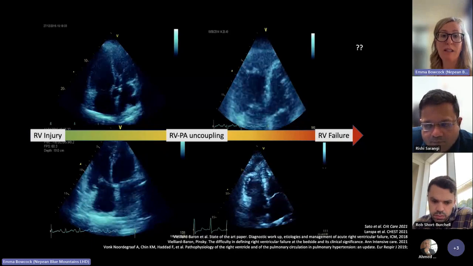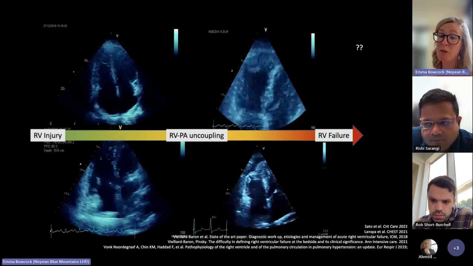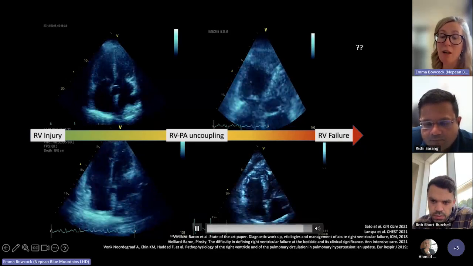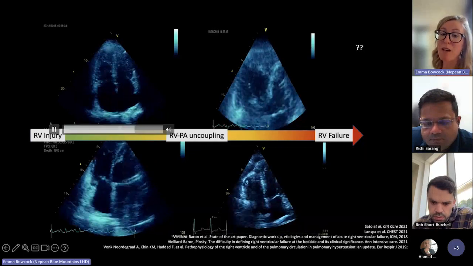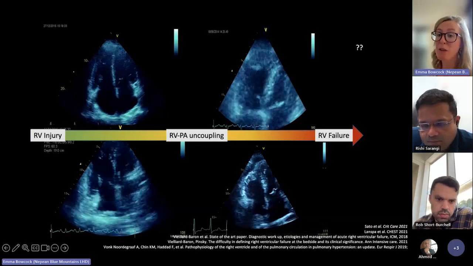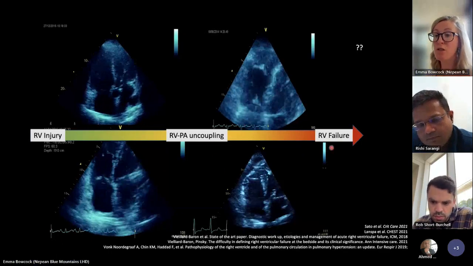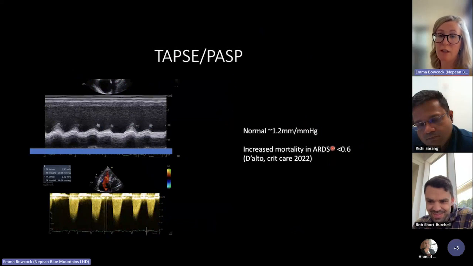We haven't got that data for the critically ill. It's going to be non-linear, and I suspect it's going to be messy if and when we do start looking at this stuff. But perhaps this is why I'm so interested in RV-PA coupling, because if we can catch patients here, perhaps we can stop them progressing to RV failure. Maybe, I don't know.